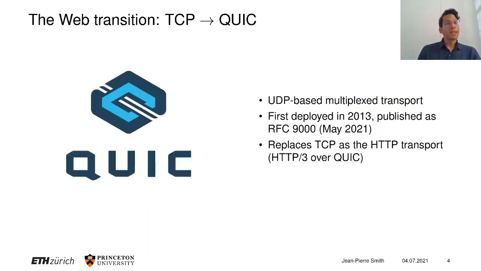QUIC is a UDP-based multiplexed transport protocol that was first deployed by Google but has now been standardized at the IETF and is slated to be the only protocol that supports the next generation of HTTP, HTTP/3. And while QUIC is similar to TCP in that it is congestion controlled and performs reliable delivery, it differs from TCP in a number of ways.